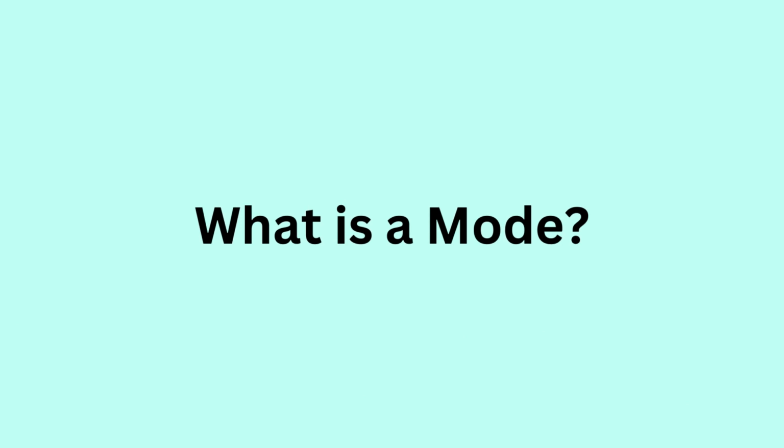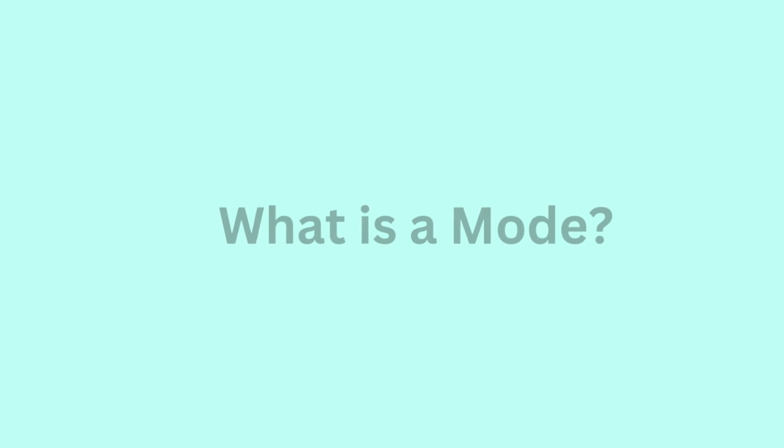Alright, so first, let's define what a mode is. In statistics, the mode is the value that appears most frequently in a dataset. For example, in the dataset 1, 2, 2, 3, and 4, the mode is 2 because it occurs more often than any other number. It's one of the three main measures of central tendency, alongside the mean and median.